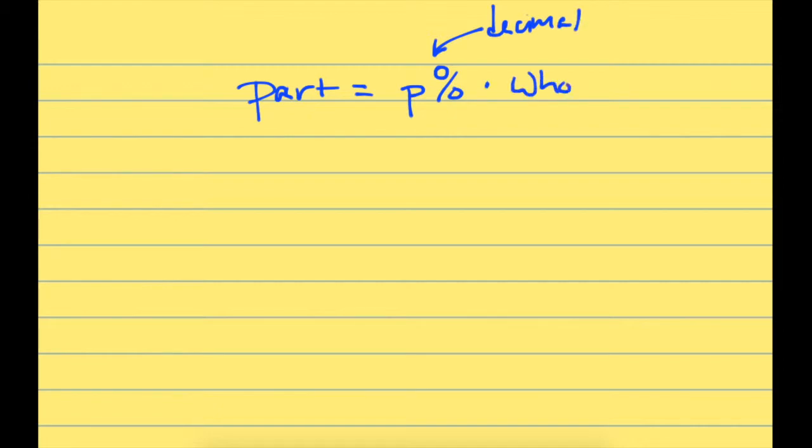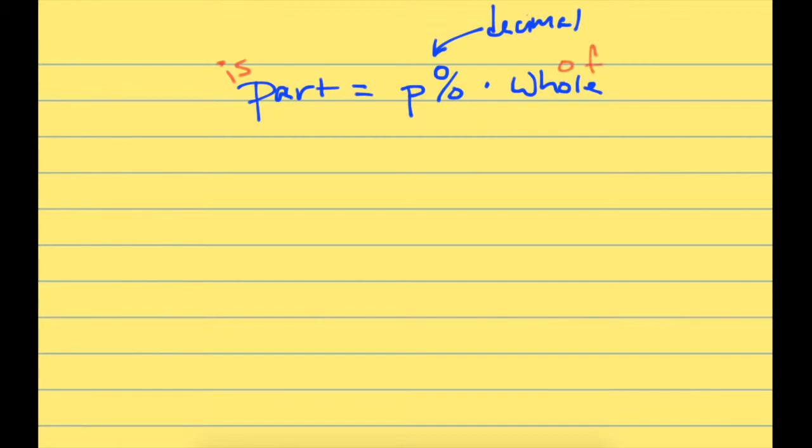Another way to solve it is part equals percent as a decimal, that's the key, times the whole. Okay, so we can look at that as our part is still the is, and our whole is still the of.